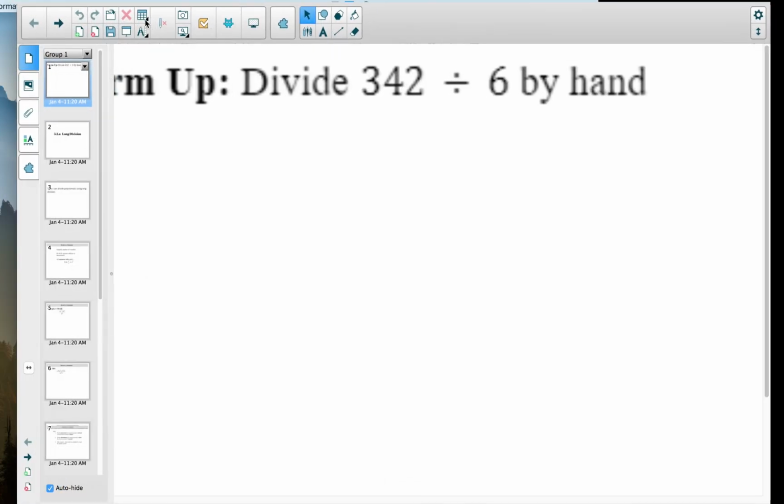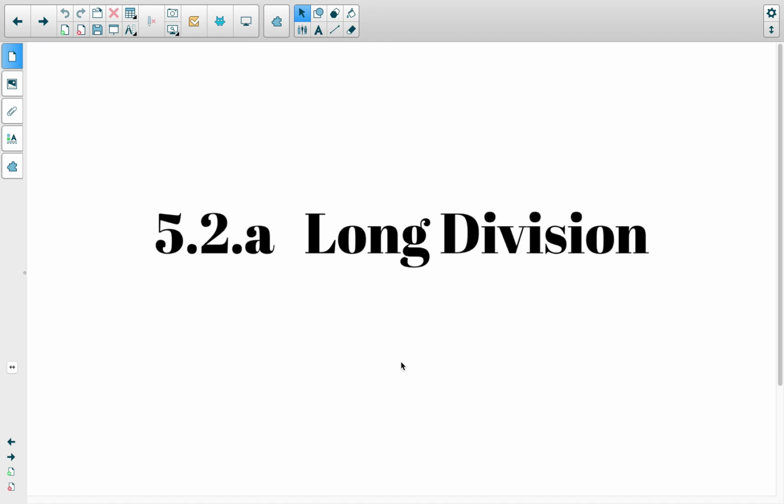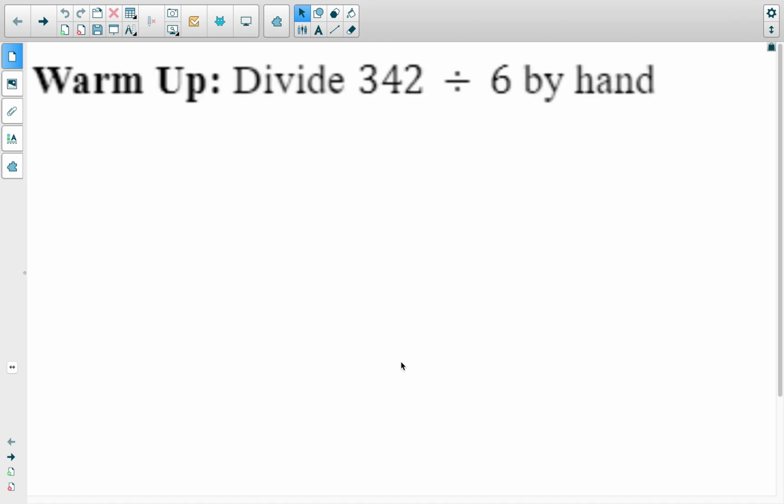Look at long division. Okay, so this is 5-2A, all about long division. But before we get into the algebra part, I want to refresh our brains of how to divide numbers, right? So way back in elementary school, at some point, you saw something like this, right? You had to divide numbers by hand. Usually it was a 3-digit number and then being divided by a 1-digit number or a 2-digit number.